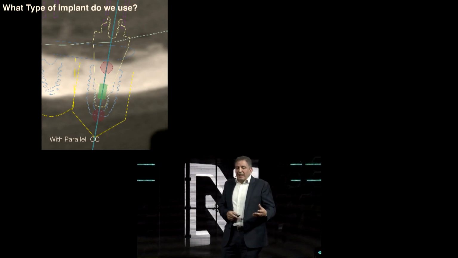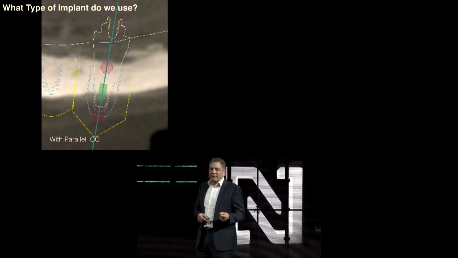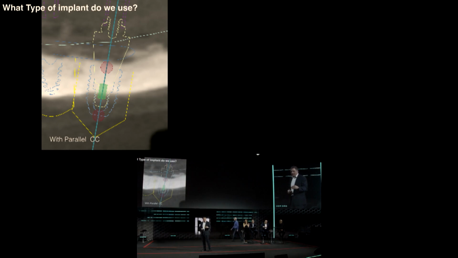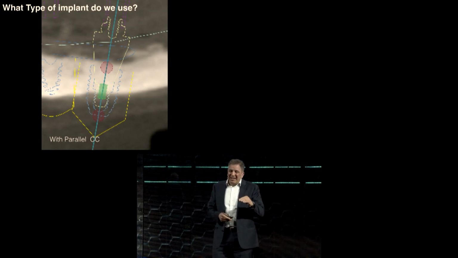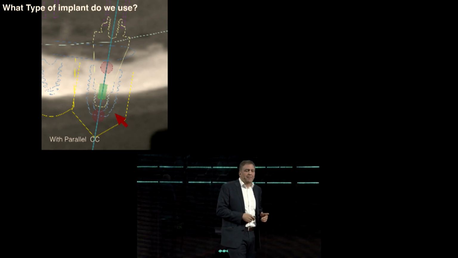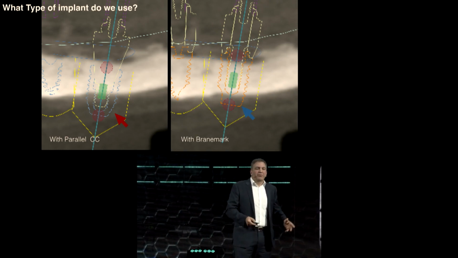You can see here a conical connection implant in place. We want that conical connection implant to be subcrestal. So our shortest conical connection implant is sticking out several millimeters beyond the inferior border of the mandible. Not ideal in this case, although I love conical connection implants. So how about a good old Branemark implant?